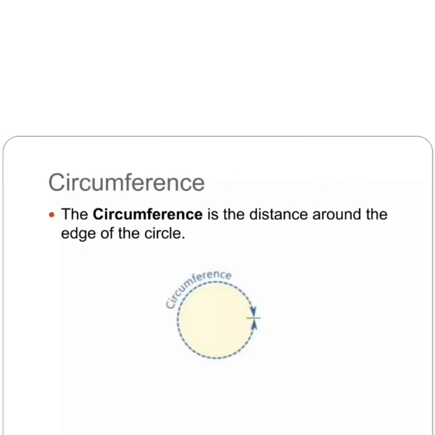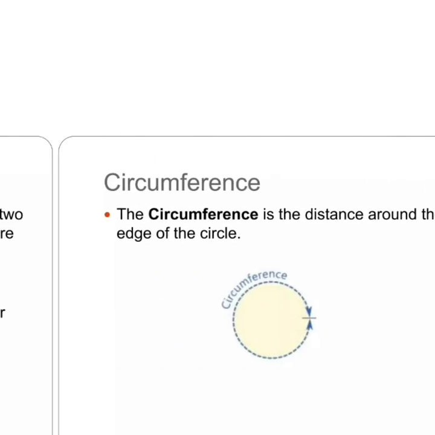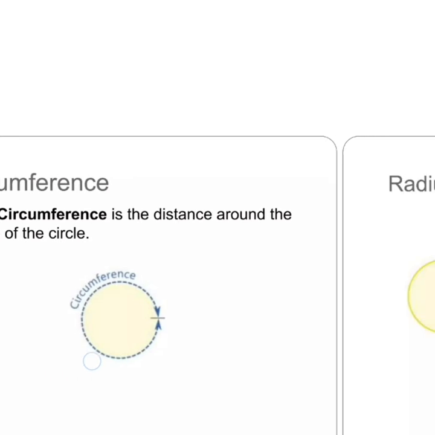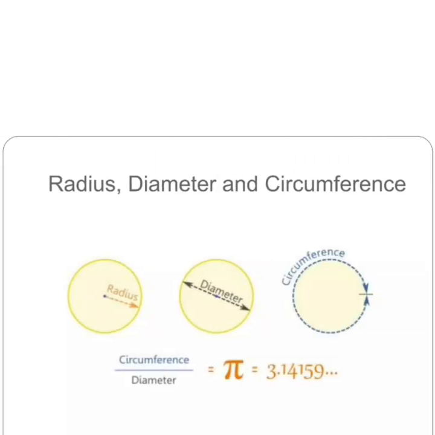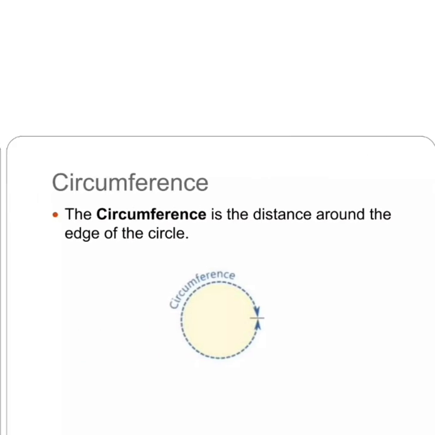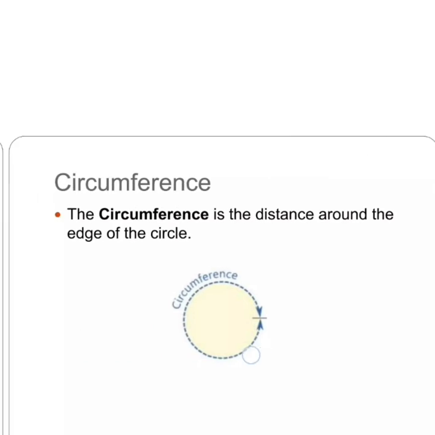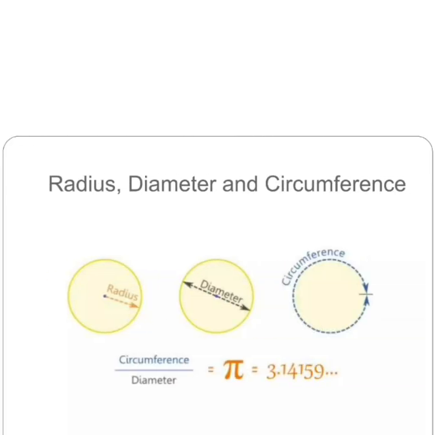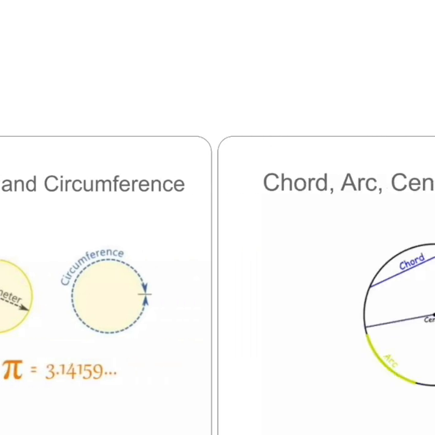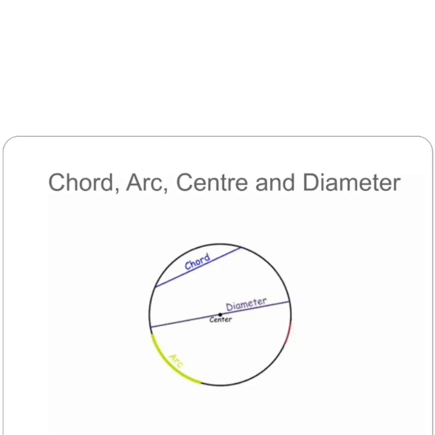Circumference. Circumference is the distance around the edge of the circle, as you can see in this figure given below. Now radius, diameter and circumference. We all know radius is half from the center, diameter is a full line through the center, and circumference, as we read over here, is the distance around the edge of the circle. So circumference upon diameter is equal to pi, and the value of pi is 3.14159.